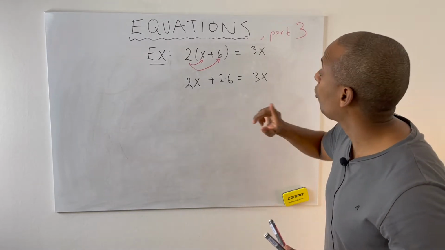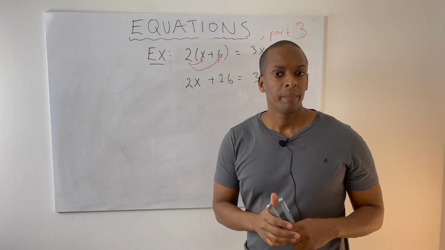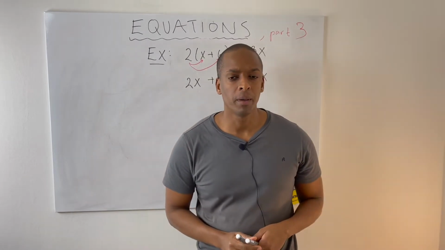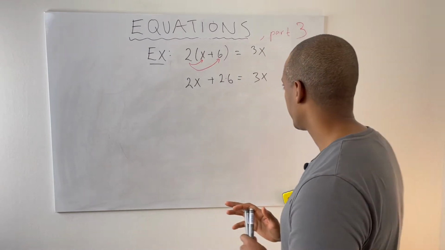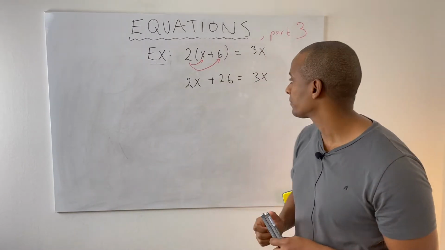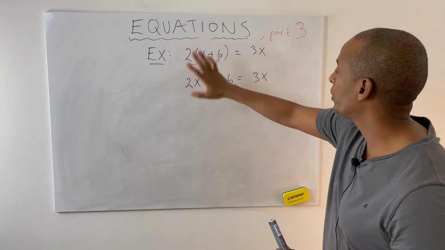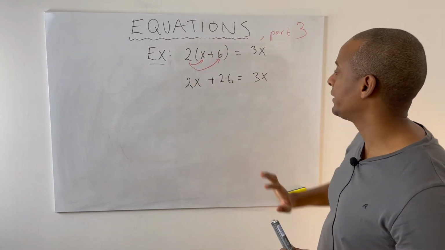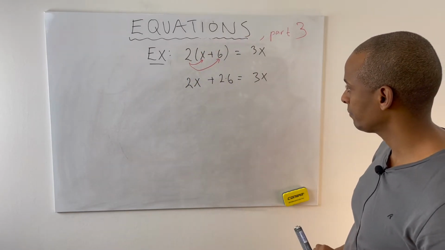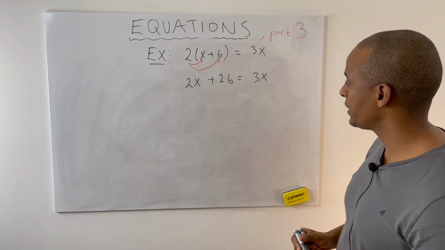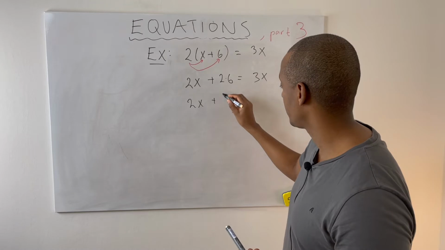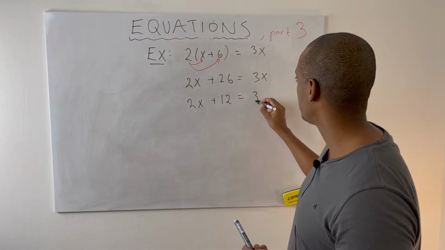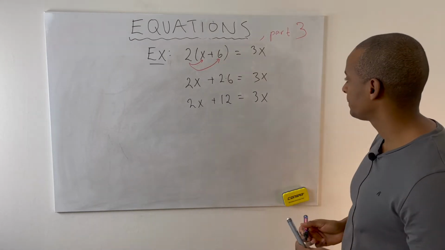And if you don't know why this is true, please go back and look at the video about the distributive property of multiplication, because we already talked about this, guys. So here, all we did is just rewriting the left-hand side. And now we see here that we have 2x plus 12 is equal to 3x. Okay, guys?